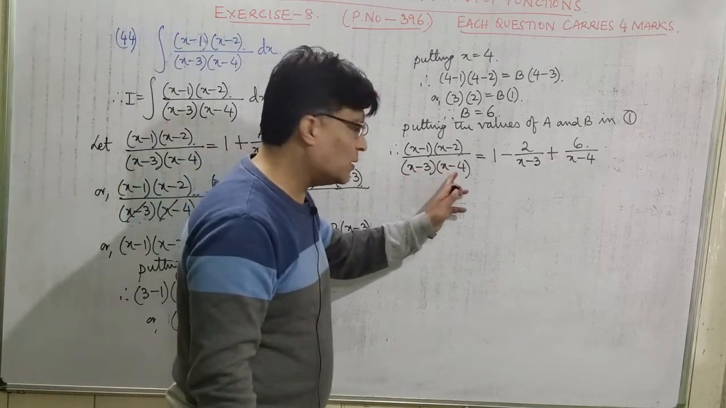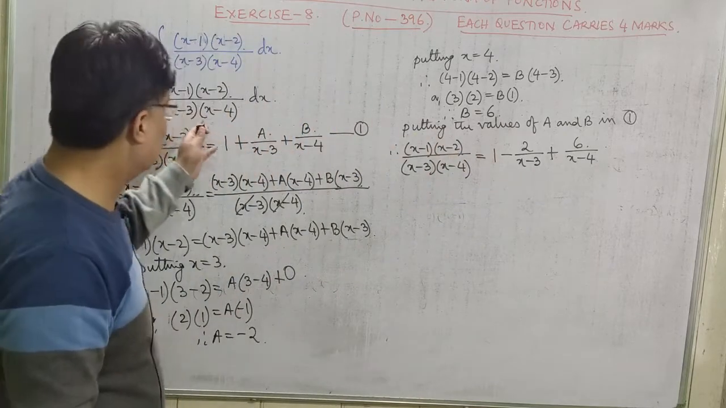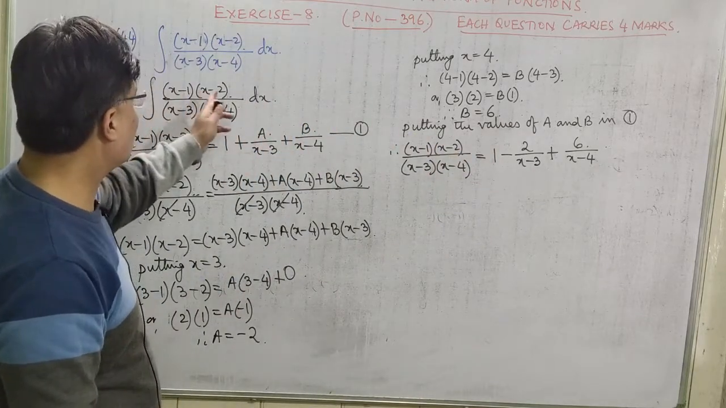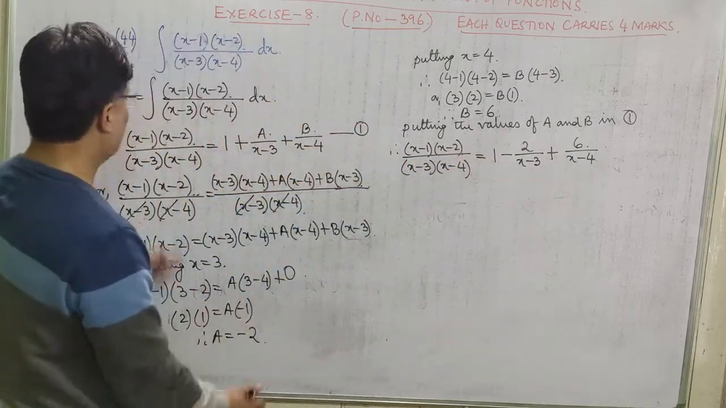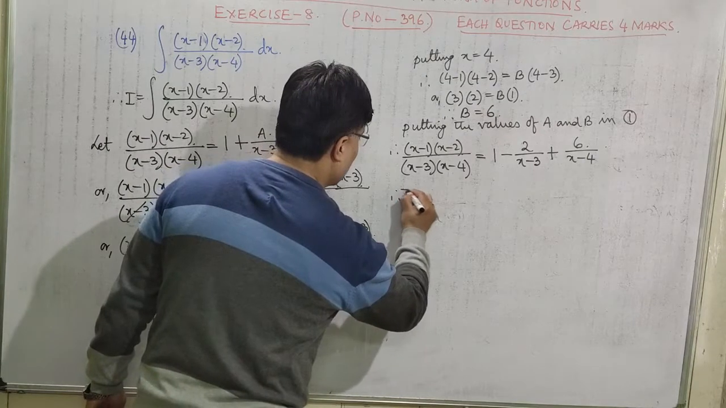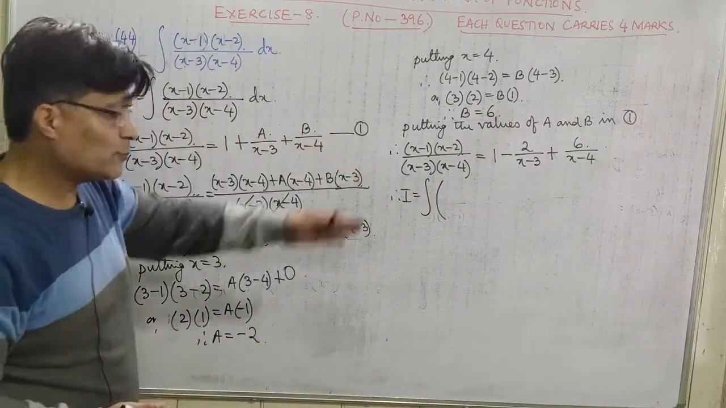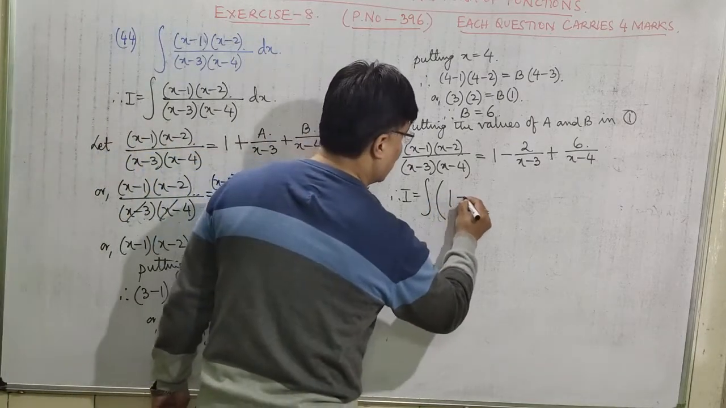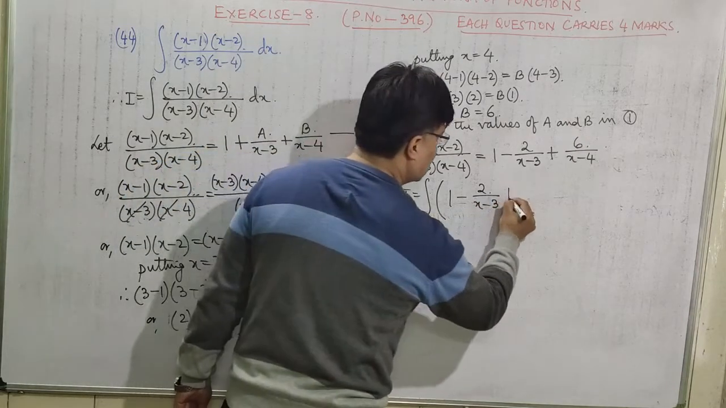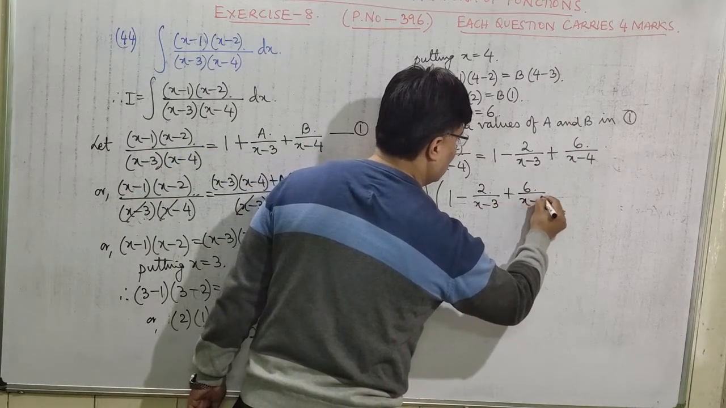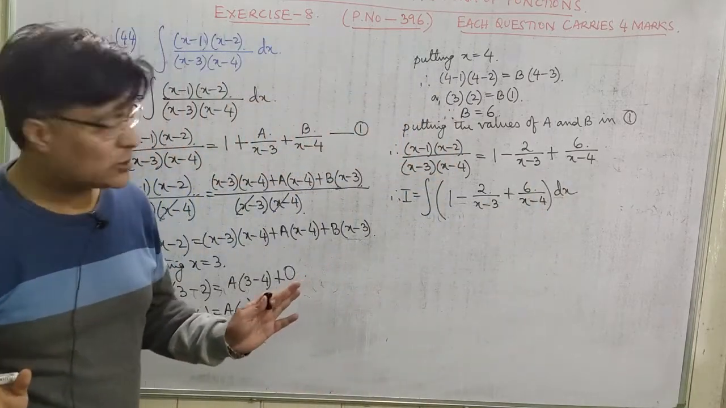So instead of this fraction, we can put this partial fraction in I. So this (x minus 1)(x minus 2) divided by (x minus 3)(x minus 4) means this partial fraction. So let us put it in I. Therefore I is equal to integral sign within bracket, instead of this fraction, let us put this partial fraction 1 minus 2 upon (x minus 3) plus 6 upon (x minus 4) dx. So you have understood it.